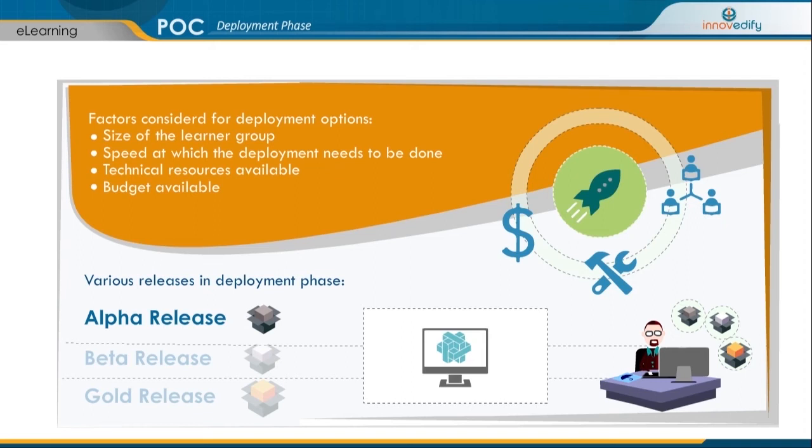We call it Alpha release. During this stage we show the prototype of the e-learning course, which is a 10 minutes complete working model. It helps to get the approval of the course and also identify the potential roadblocks.